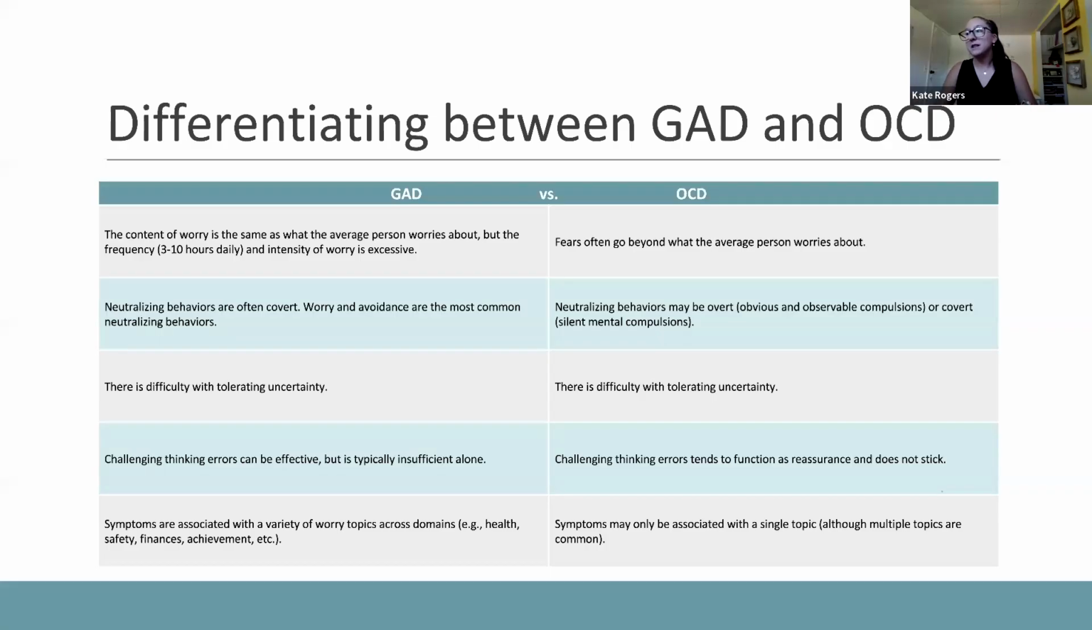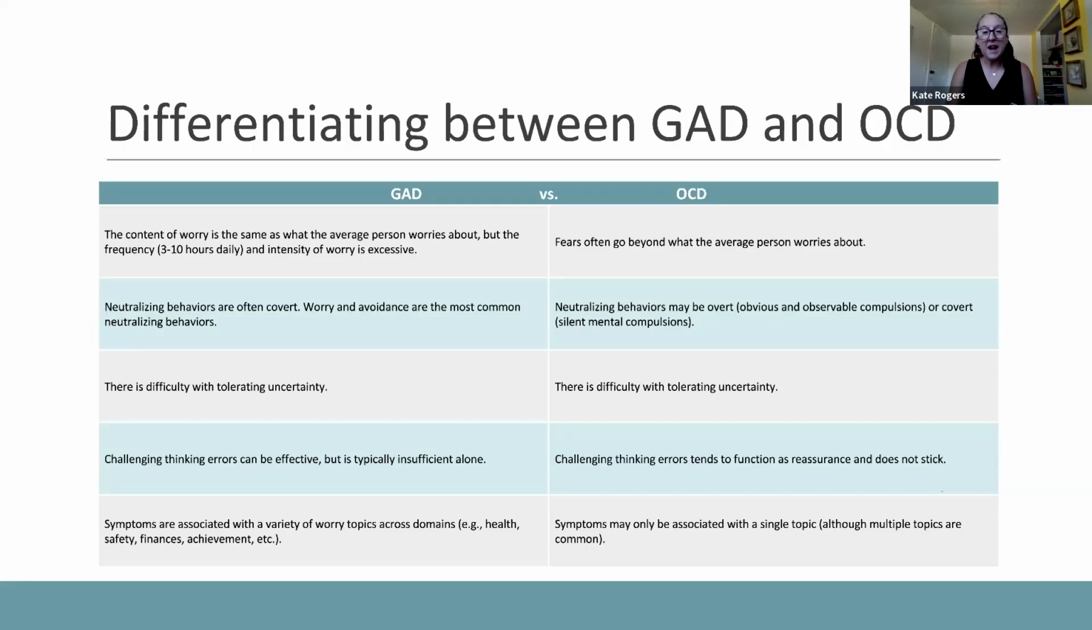So if we've got really overt, obvious, observable compulsions, start taking a peek at OCD. If all you're seeing are these covert mental neutralizers, I recommend keeping both on the table, OCD and GAD. Then looking at this next layer.